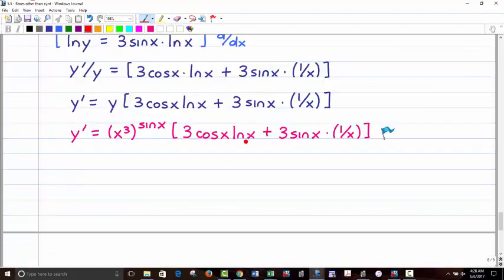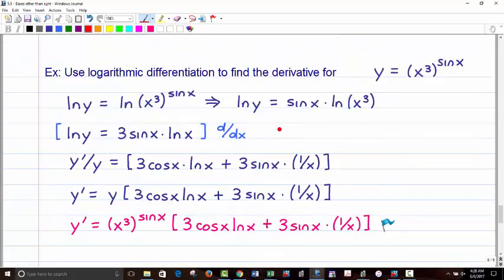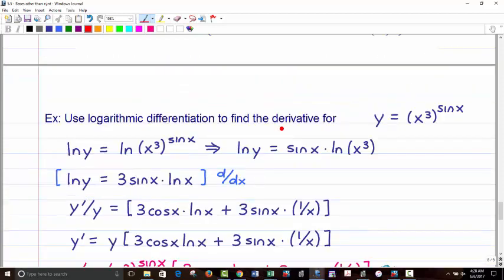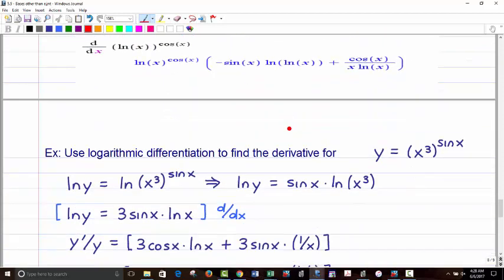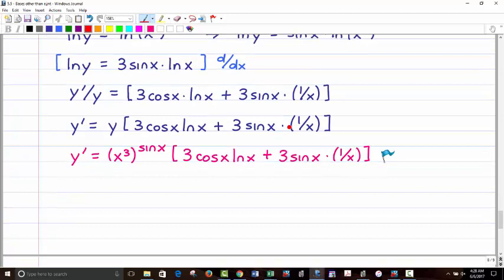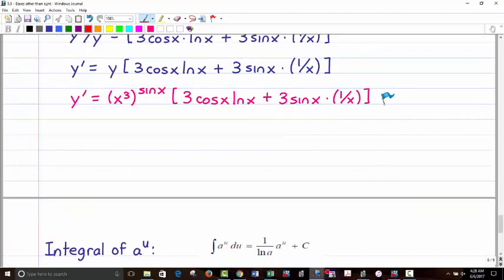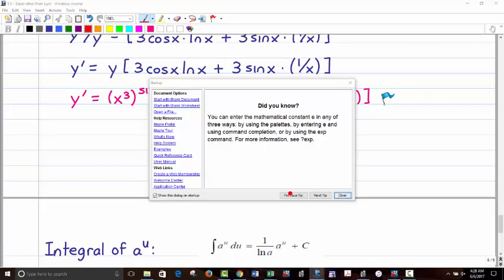And then there it is. And do this one in Maple. I think I'll take a second here just to kind of show you this in Maple.